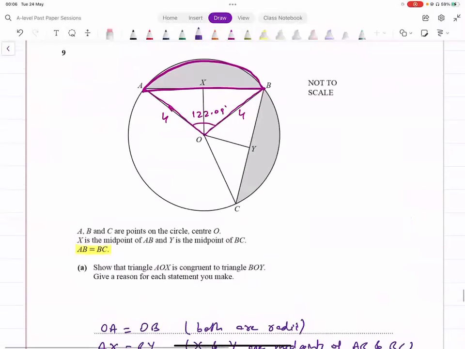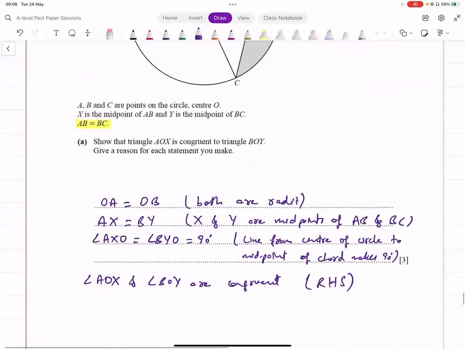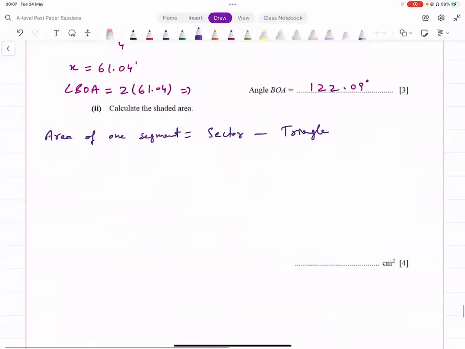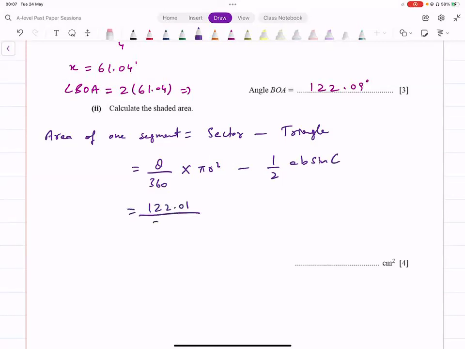पूरे सेक्टर का निकालेंगे, उसमें से ट्रायंगल का माइनस कर देंगे. सेक्टर का एरिया कैसे होता है, कैसे आता है? थीटा ओवर 360 इंटू पाई आर स्क्वायर. ट्रायंगल के लिए क्या कर सकते हैं यहाँ पे, हाफ इंटू ए बी साइन सी. थीटा क्या है, 122.09 डिवाइडेड बाय 360 इंटू पाई इंटू रेडियस का स्क्वायर, रेडियस इज 4. यहाँ पर सेक्टर आ गया. सब्ट्रैक्ट फ्रॉम दैट हाफ इंटू ए बी साइन सी.